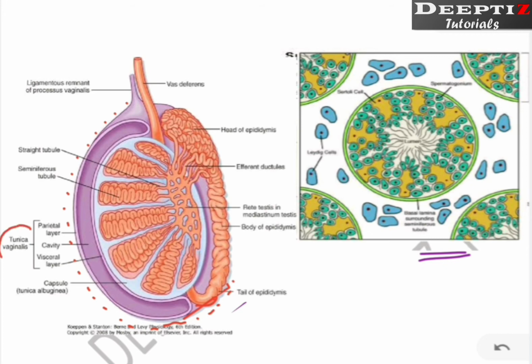One is tunica vaginalis and the second one is tunica albuginea. So how much is tunica vaginalis? From this much, which consists of outer parietal, middle cavity and inner visceral layer. So if anywhere you see there is visceral layer, you just understand that layer is rich in blood supply.